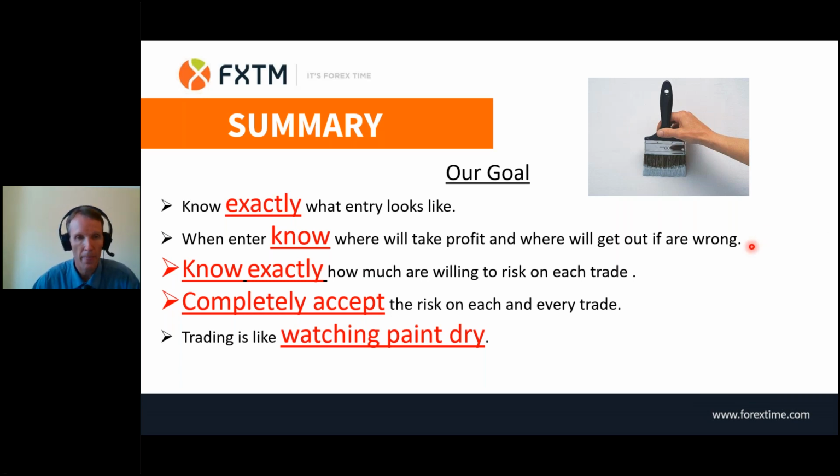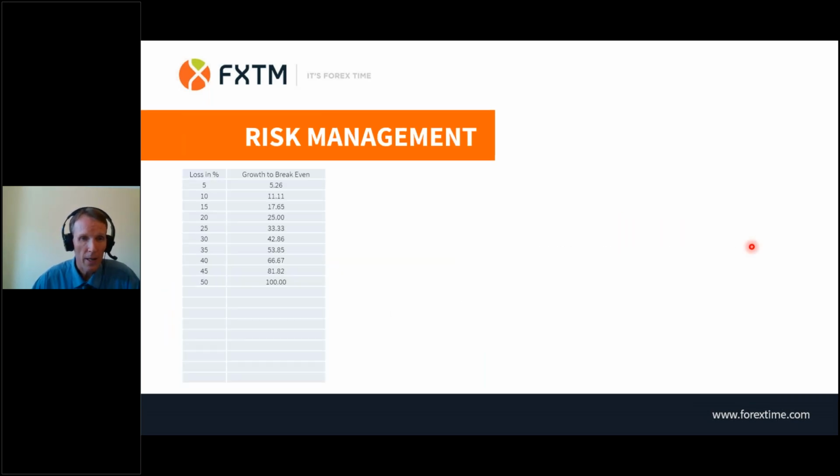Right, let's go on. Very quickly, risk management. I left just this one in because I want you to be able to see, if you trade with large portions of your account and you lose, how difficult it is to get back. If you lose 15% of your account in consecutive trades, you have to make 17.5% consistently just to be at break even.